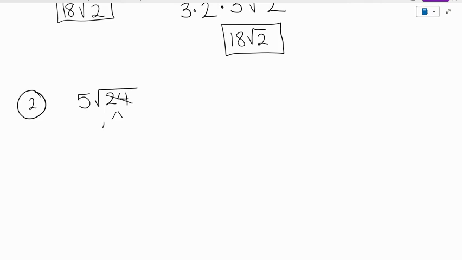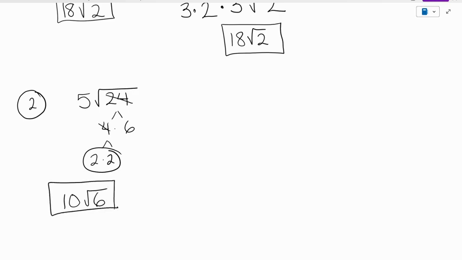Okay, so 24, I'm thinking 4 and 6. Now, I could break that 4 down into 2 and 2. There's a pair. Why is it not worth breaking the 6 down? Philip? It's not really a pair of numbers. Yeah, we're not going to get another pair. We'll get 2 and 3. That's not creating another pair. So 1, 2 is going on the outside to make it 10 on the outside, and a 6 is left on the inside.